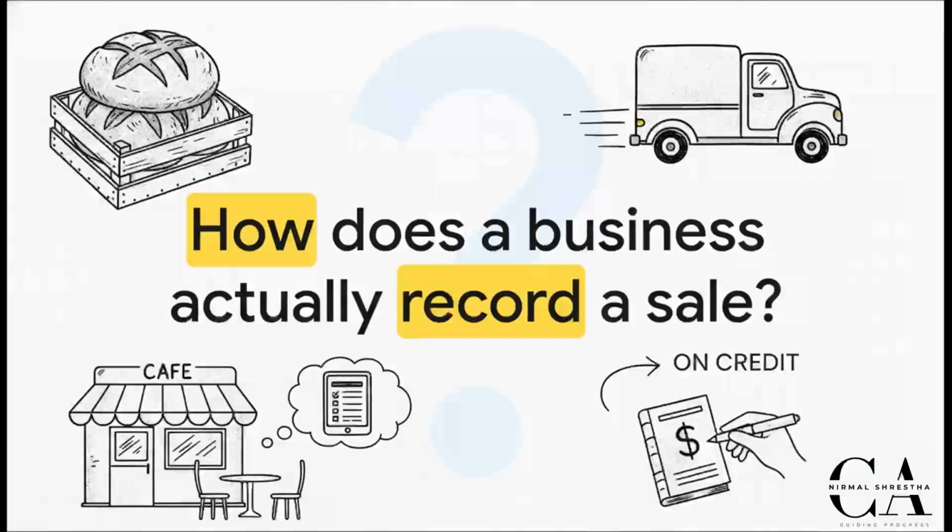So let's pose a really fundamental question here. How does a business actually record a sale? Imagine our wholesale bakery just delivered a massive, amazing-smelling order of fresh sourdough to a local cafe. But they did it on credit. They haven't been paid actual cash yet. So, how does that physical, real-world event become hard data in the books?